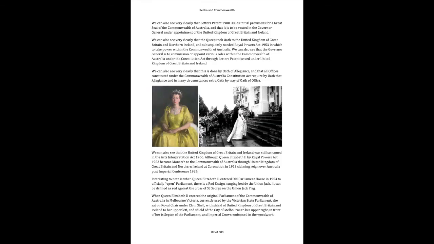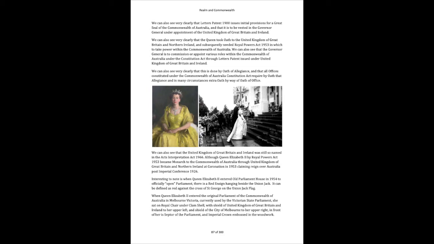Letters Patent 1900, number 2. There shall be a great seal of and for our said Commonwealth, which our said Governor-General shall keep and use for sealing all things whatsoever that shall pass the said great seal, provided that until a great seal shall be provided, the private seal of our said Governor-General may be used as the great seal of the Commonwealth of Australia. We can also see very clearly that Letters Patent 1900 issues initial provisions for a Great Seal of the Commonwealth of Australia, and that it is to be vested in the Governor-General under appointment of the United Kingdom of Great Britain and Ireland.